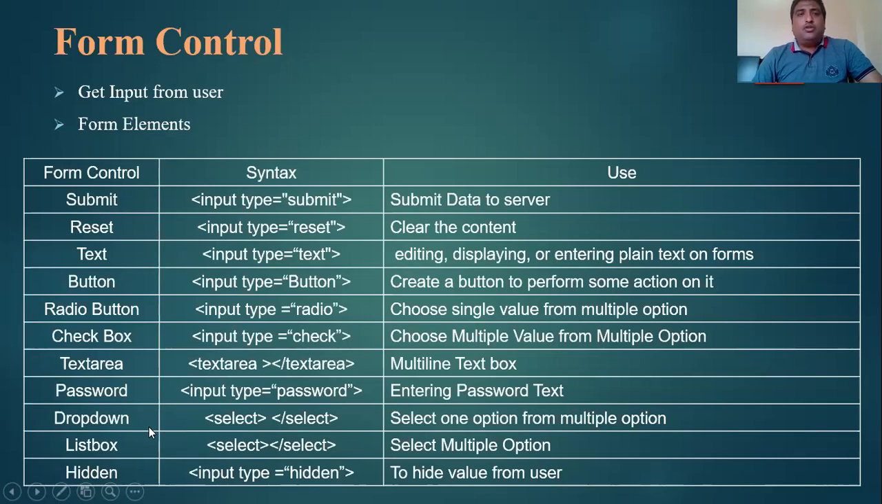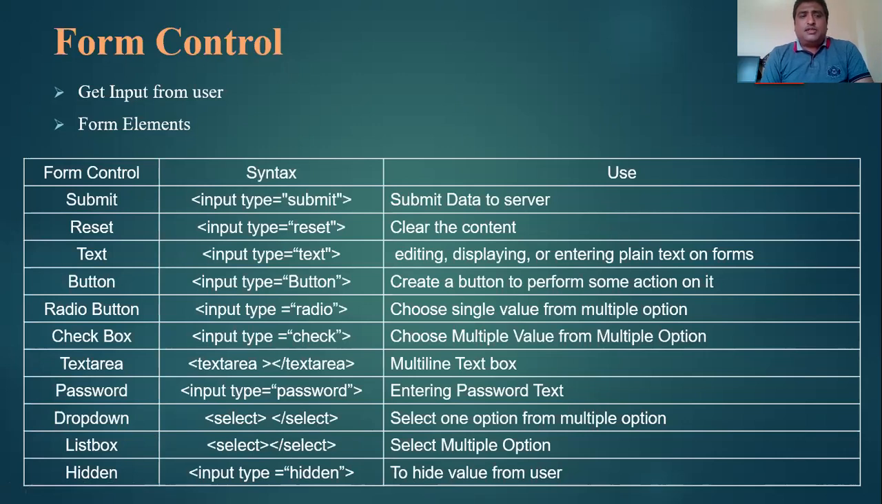When we want to choose a single item from a multiple list, at that time we use the select tag, and to add the items we use the option tag. Next one is the list box. The difference between drop down and list box is, in a drop down we can select one item from the multiple items. In a list box we can select multiple items.